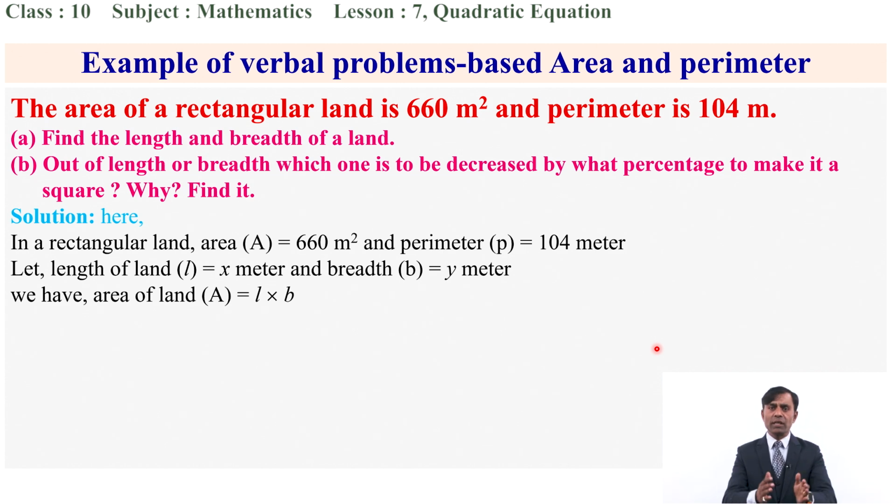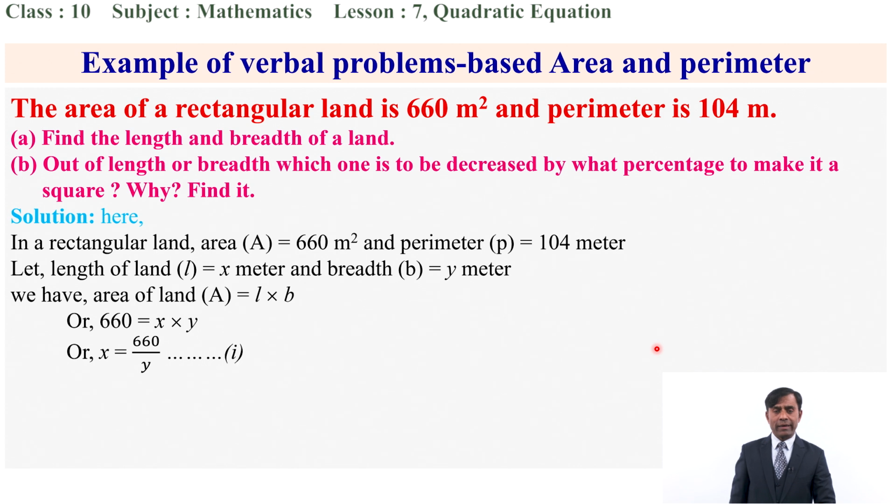Is it compulsory that L is equal to x and B is equal to y? No. We can write L as L and B as B. But we suppose x and y because we generally make equations in terms of x and y in quadratic form, right? So after this, 660 is equal to x times y. We can find either x or y. Here we find x. x is equal to 660 divided by y. Consider this equation first.